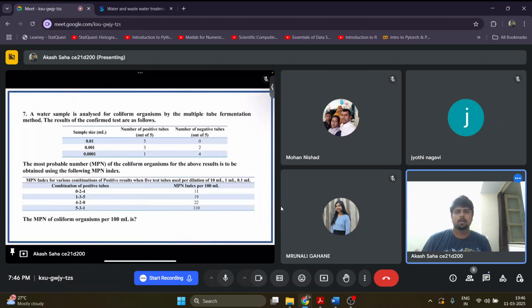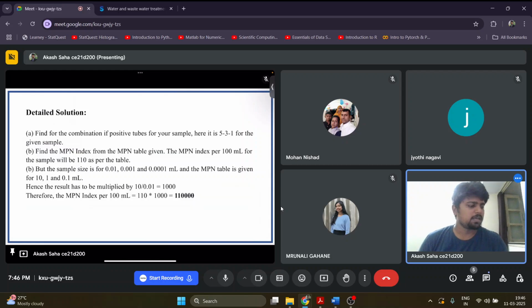Whenever you are reading out the MPN index, always ask why these dilutions are coming. So, this is the answer. First find the combination of positive tubes. For others, I am also saying again: first find the combination. We found that it is 531. Then see for 531 what is the MPN. That is 110 given in the table. But now the sample size is for 0.01 and further. So what is the factor that has to be multiplied? That will be 10 by 0.01. So that is 1,000. So 110 into 1,000, we will get 1,10,000.